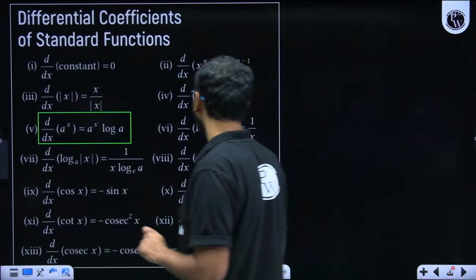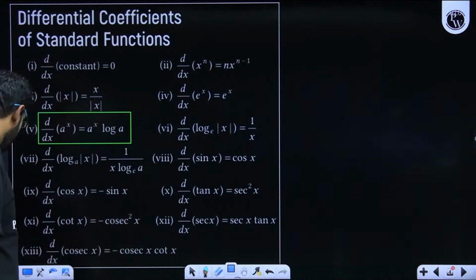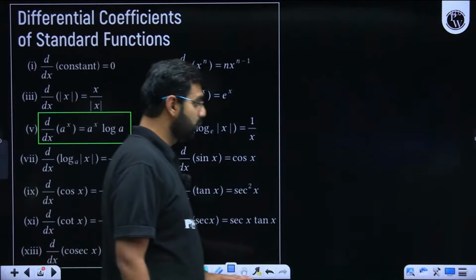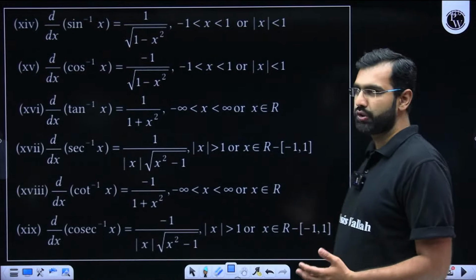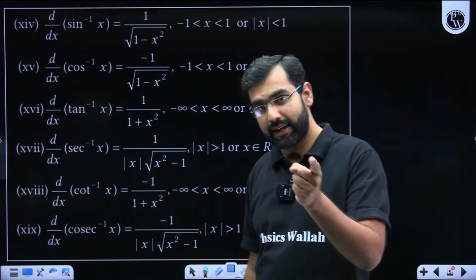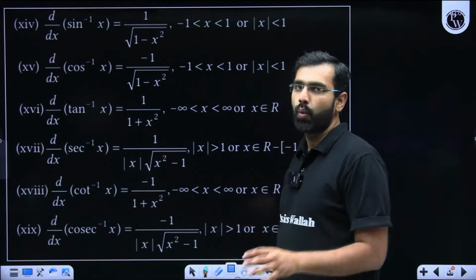From here, the next formula will be, I hope these all are very well understood by you all. Nothing much is needed to be explored or said here. You all know these very clearly. These are some really crucial ones because in integration, these are very handy.